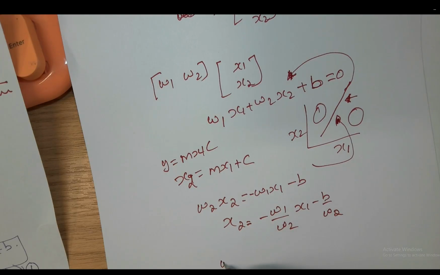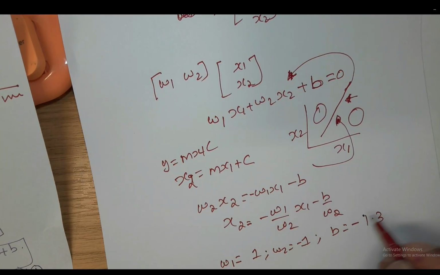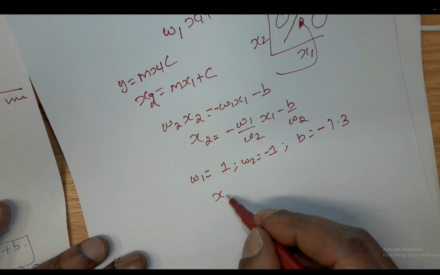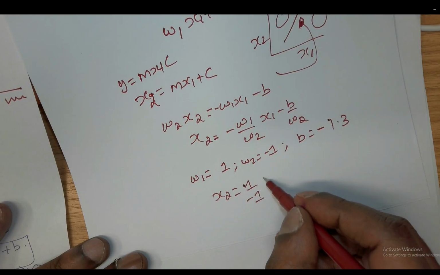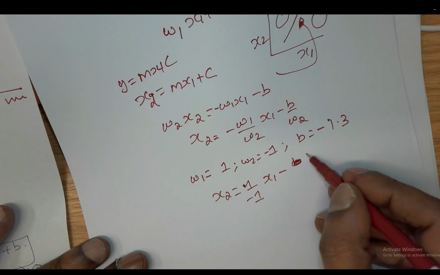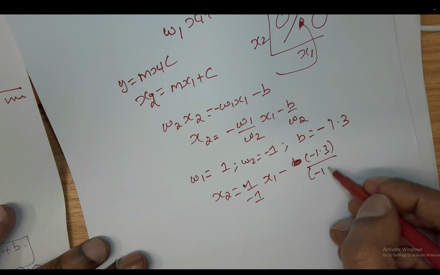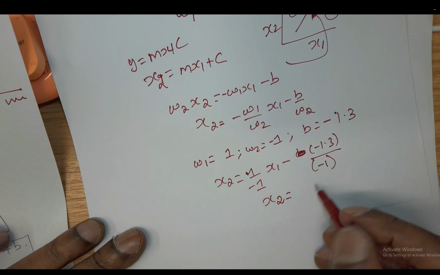So we know w1 equal to 1, w2 equal to minus 1, and b equal to minus 1.3. So let's substitute these in this equation. So x2 will be equal to minus w1 by w2 x1 minus b by w2, where b is minus 1.3 and w2 is minus 1.